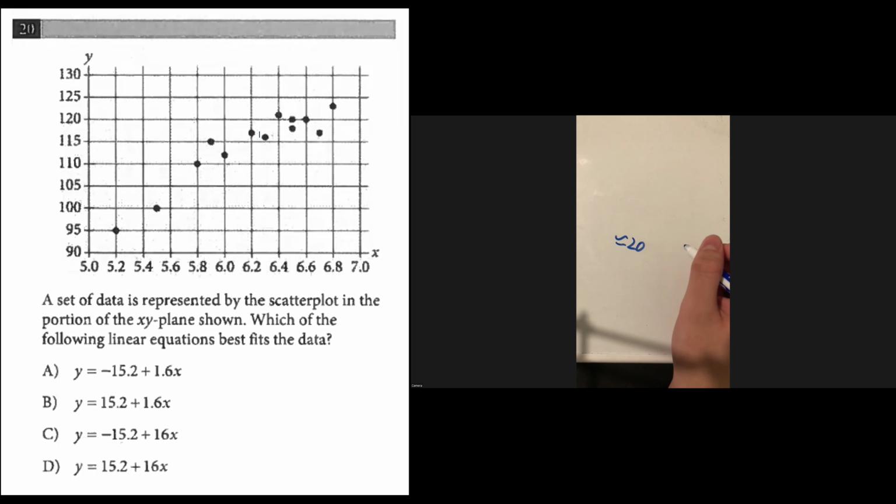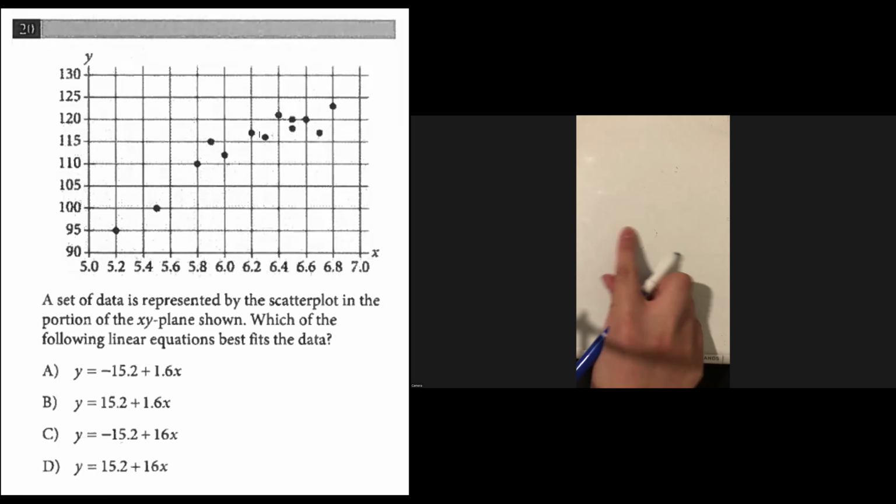So for answer choice A, we have a slope of 1.6, which is way too small. For answer choice B, we have 1.6, which is also way too small. And choice C, we have 16, which is pretty close to 20. And answer choice D, we have 16, which is pretty close to 20. So it could be C or D. So that means the slope has to be 16.